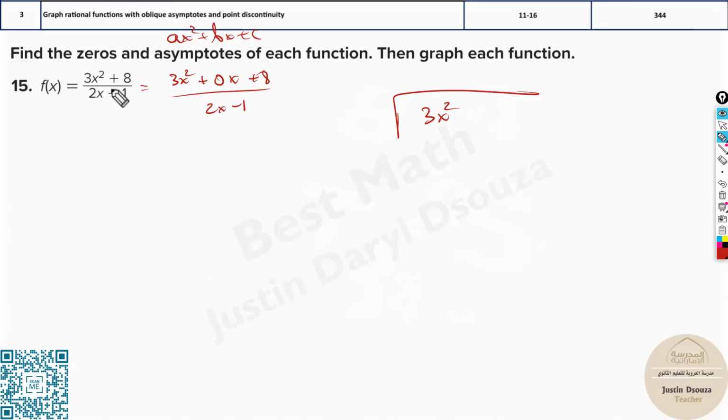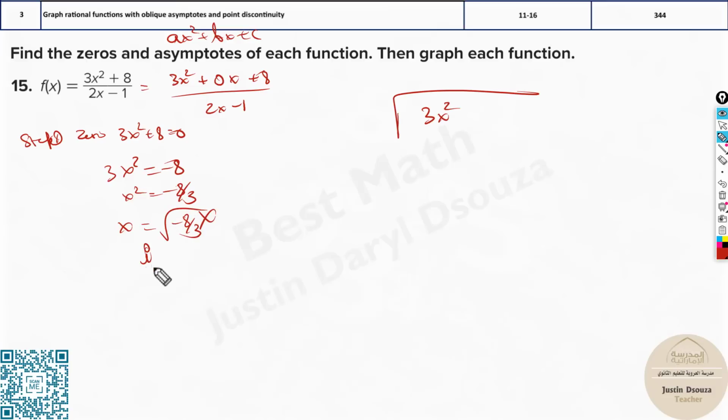And now here, there won't be any real zeros. Why? Because when you solve this up, step 1, zeros, we do 3x squared plus 8 equals 0. You can just do mode 5 3, you will get i values, but otherwise if you do 3x squared equals minus 8, and then x squared is equal to minus 8 by 3, and what happens to x? Square root of negative 8 by 3. Is this possible? Square root of a negative is not possible, so it's an imaginary number. So there is no real zeros. There is no real zeros here.